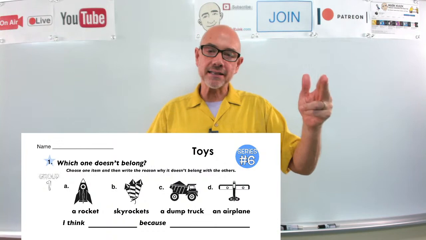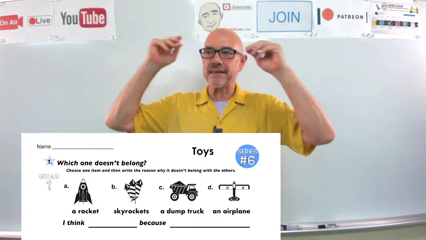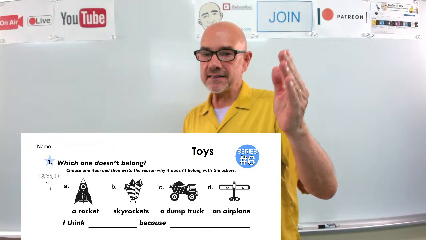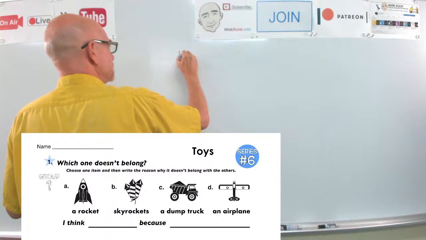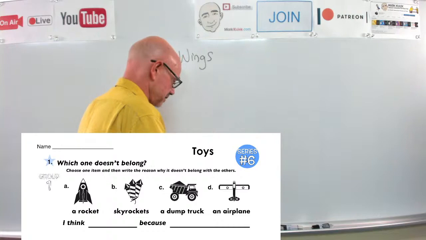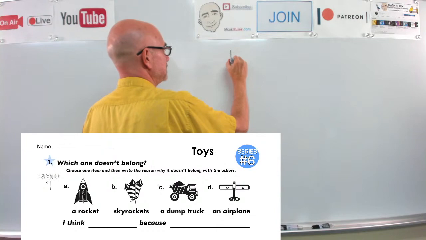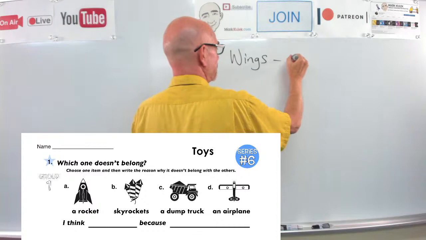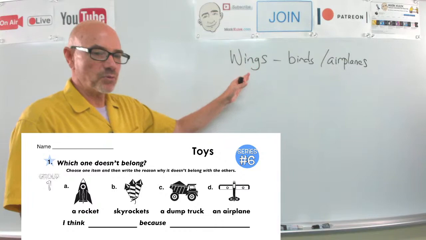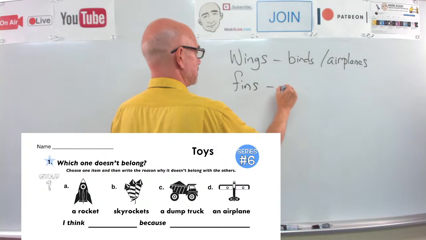They have, what are those called? They're not wings, but they are fins. Fins, right? So let me write that down. So the difference between an airplane and a rocket is rockets have fins and airplanes have wings. Okay, so we have wings. Airplanes have wings, birds have wings. Let me do this better. Okay, so we have wings. So birds and airplanes. Okay, so birds and airplanes have wings, and then fins. And those are rockets. Okay, so rockets have fins.